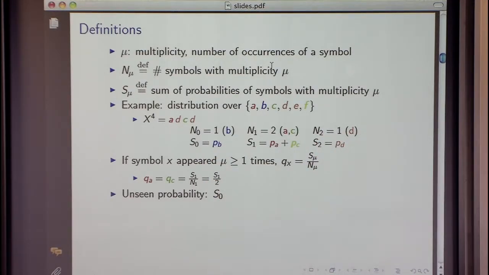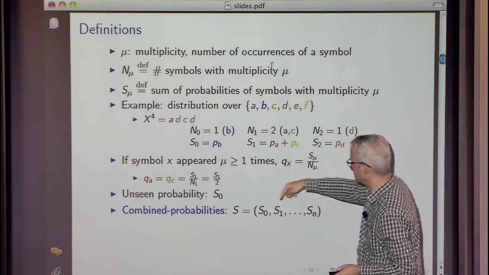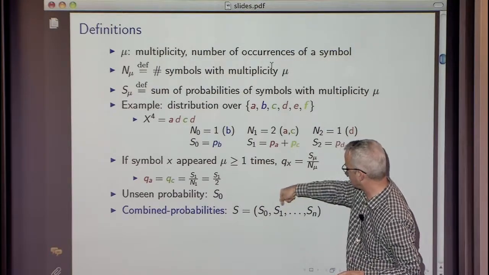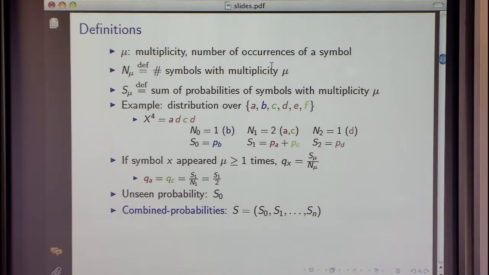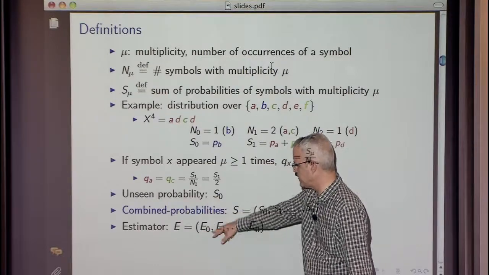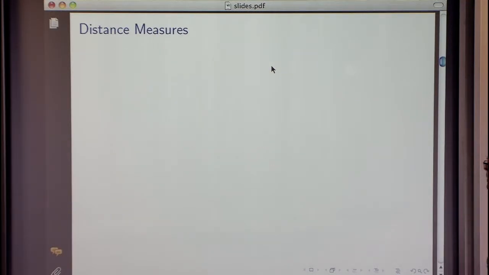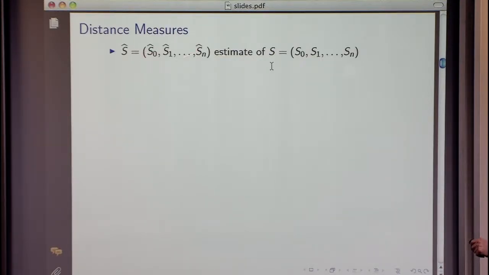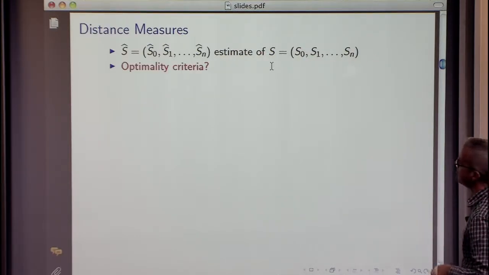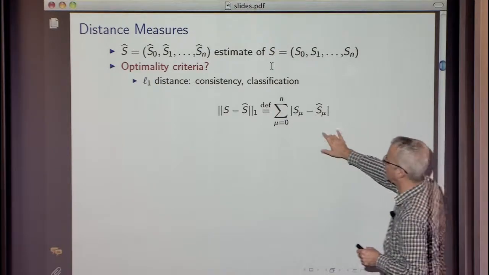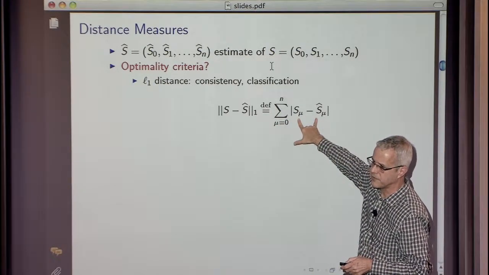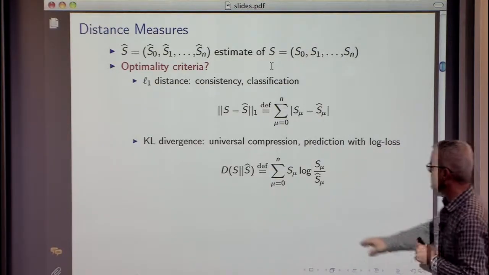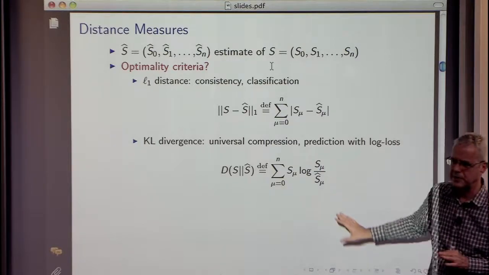Okay. All right. So the combined probabilities are just S0, the total probability of things you have not seen, the total probability of things you have seen once, and so on, up to the probability of things that you have seen n times. Okay. And your estimator will be E0, your estimate for S0, and so on up to En. Okay. So again, you need to quantify the distance between your estimator and the true values. So we just do the same thing. If you have S0 hat up to Sn hat, your estimates of S0 up to Sn, then we'll look at 2 distances. One is the L1 distance, just add up the absolute values of the differences. And the other one is the KL divergence. It's the summation of the real values S times log of S divided by S hat.